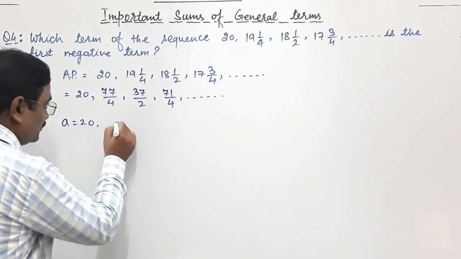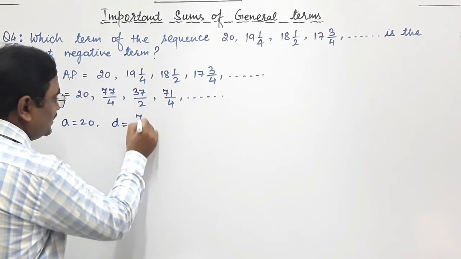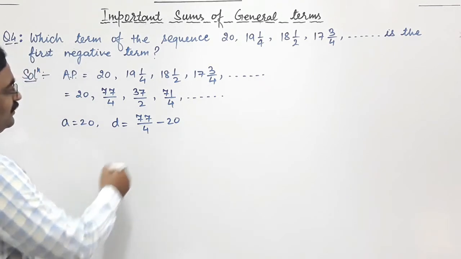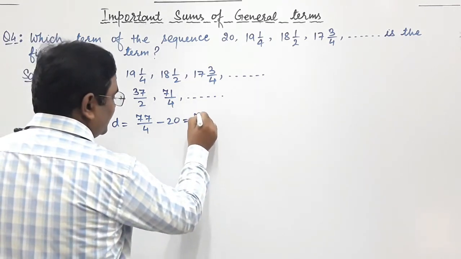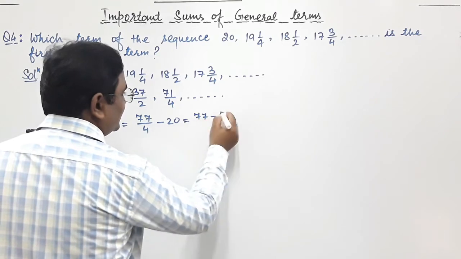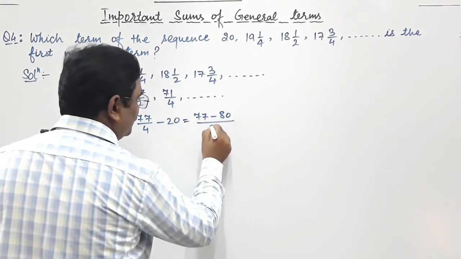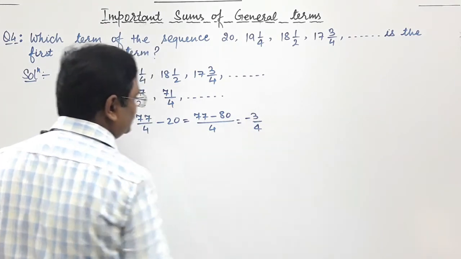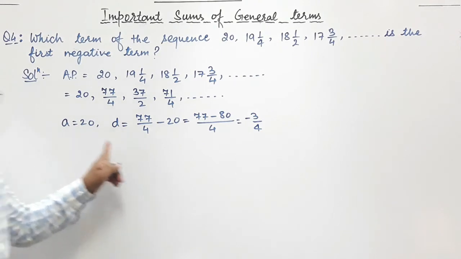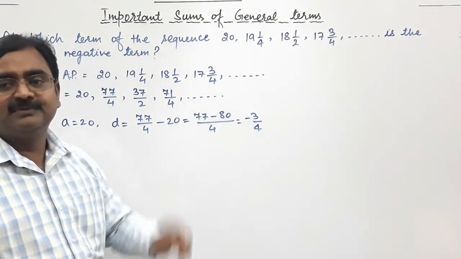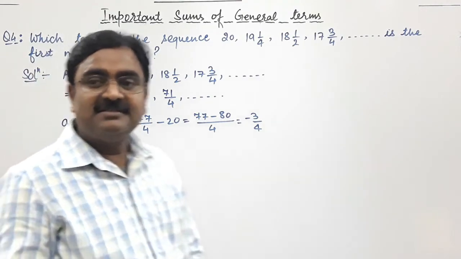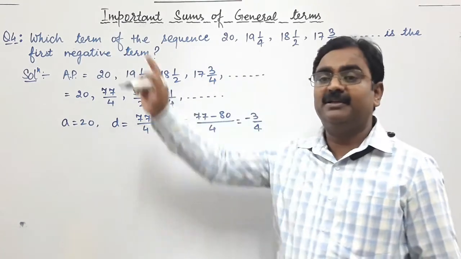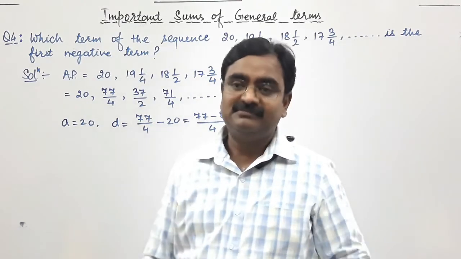So d is equal to the second term, 77 upon 4, minus the first term, which is 20. Let us solve it. This can be written as 77 minus 80 upon 4, which is minus 3 by 4. So the first term is 20 and the common difference is minus 3 by 4. So let us find its general term first of all. Then we have to decide which term will be the first negative term, right?